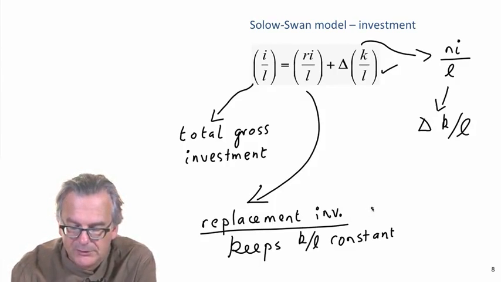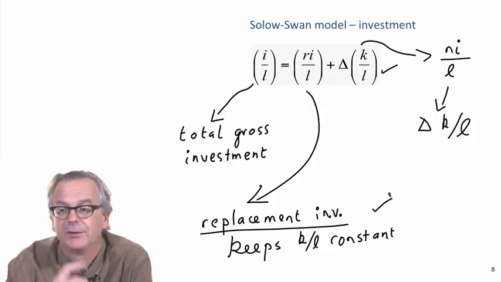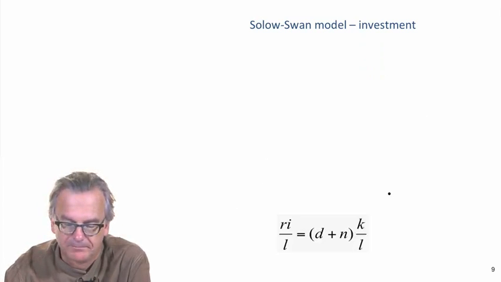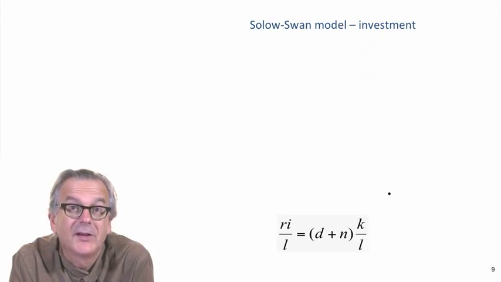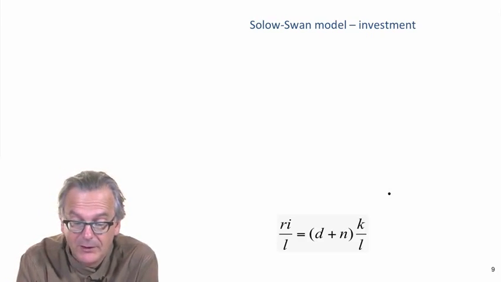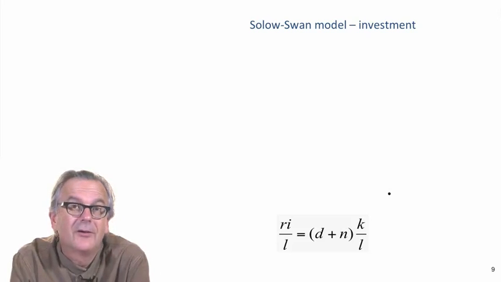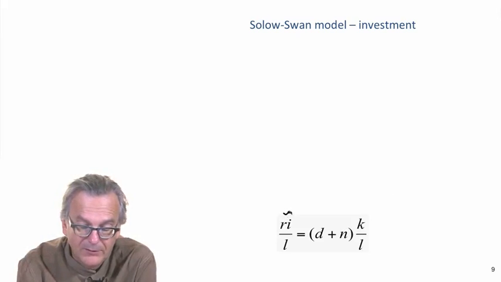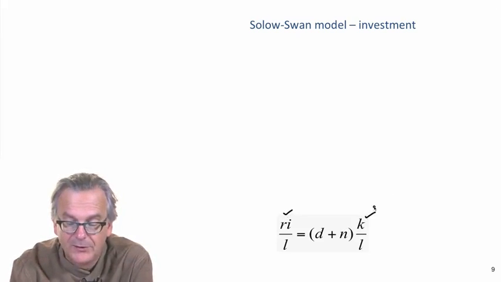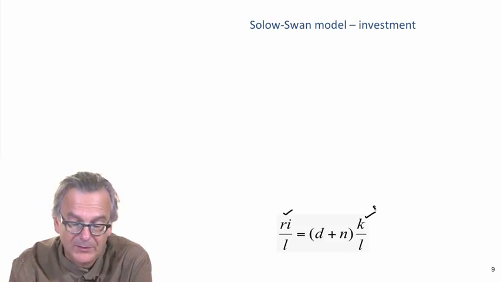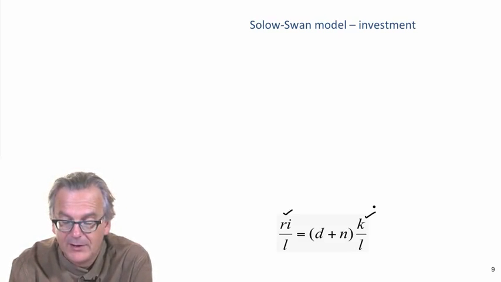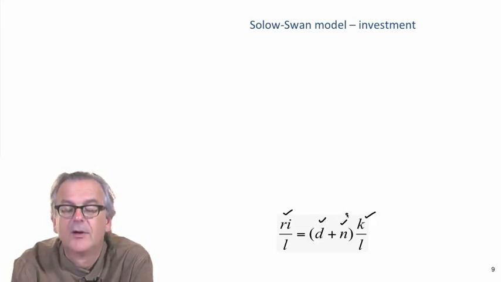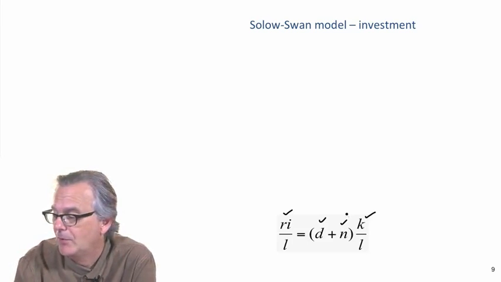Now for a moment I want to focus on this replacement investment, because I want to think about it in a very, very particular way. And I'm going to start with the end point, in fact. What I'm going to argue is that we can write a very, very simple relationship between replacement investment and the capital labour ratio, where the amount of replacement investment that takes place over a period is equal to the sum of depreciation plus population growth multiplied by the capital labour ratio.